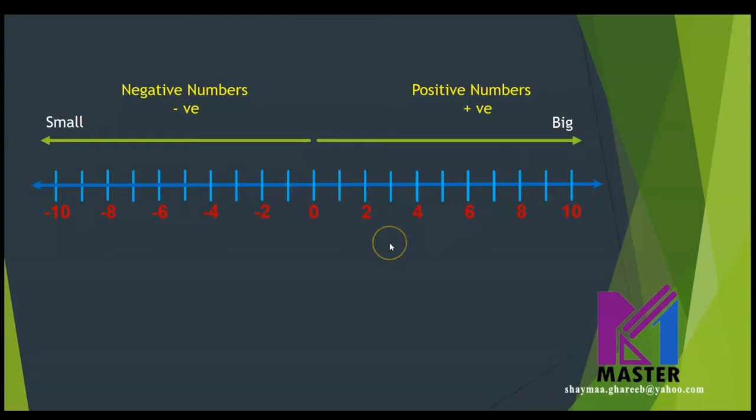Is this clear? Now, let's see. This is the sign, which means negative 10 is smaller than negative 8, and so on, as we said before. Is this clear now?